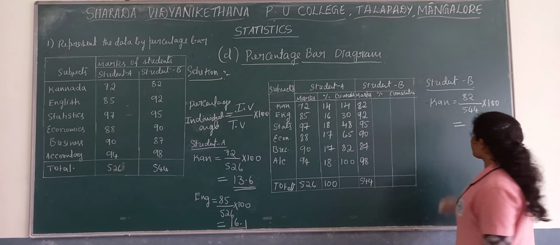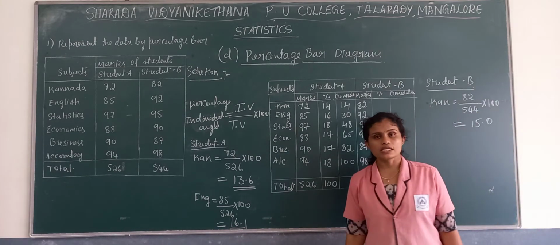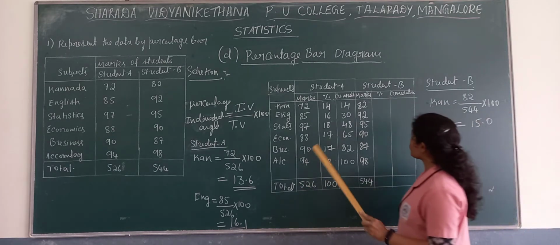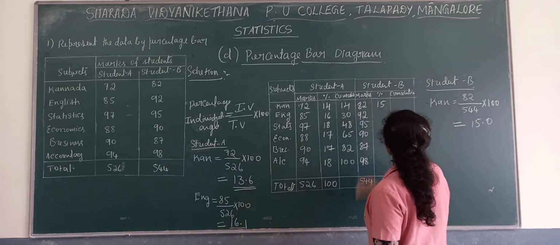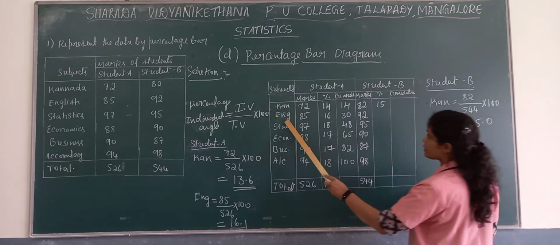What do we get? We get 15.0. Since we got 0 here, we cannot increase it. We need to write it as 15. So this is 15. Now next one, the second one, that is English.